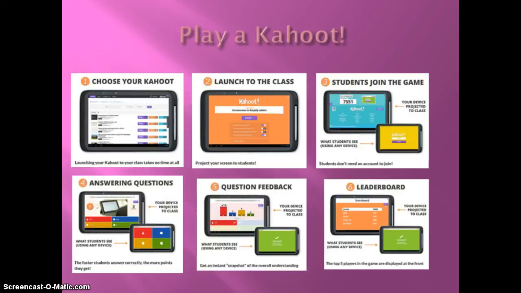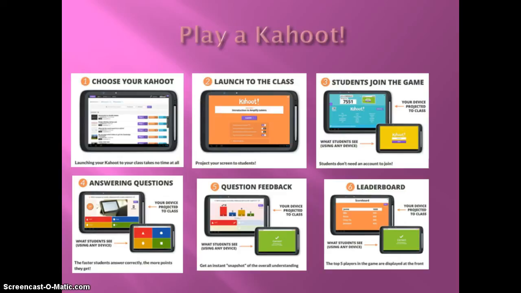So next, in order to play a Kahoot, you choose your Kahoot that you have either saved previously or one that you have just created. You can find all of the Kahoots that you have made under the Me tab, in a section called Created by Me. Here you will also find Kahoots you have as your favorites and those shared with you by other users.